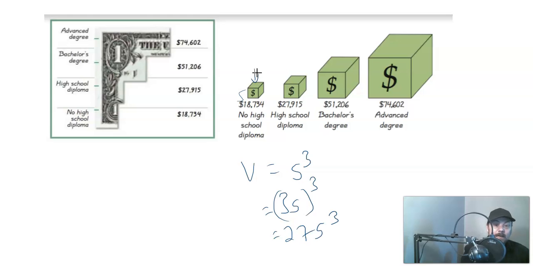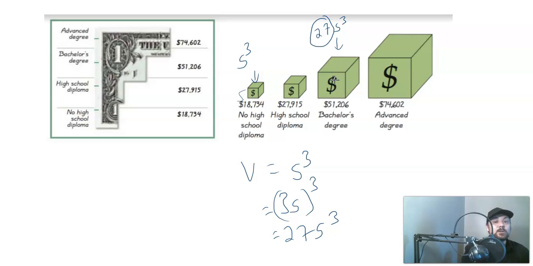So if this box has a volume of S to the third power, let's try that again. If this volume is S to the third power, this volume is going to be 27S to the third power. So while the difference in salary, I keep saying difference, but what's a better way to say it? The increase in salary is by a factor of 3. The increase in volume of these boxes is by a factor of 27, not 3.